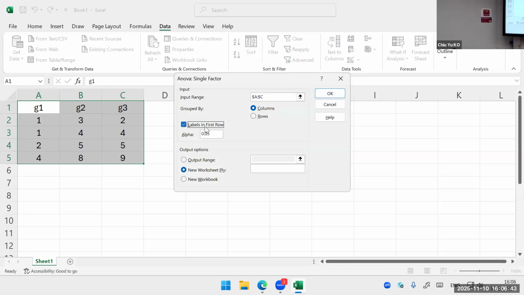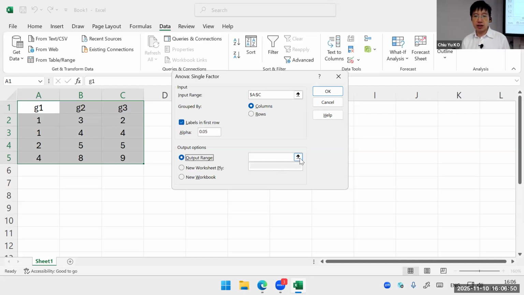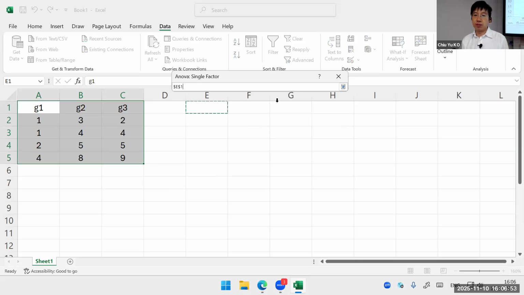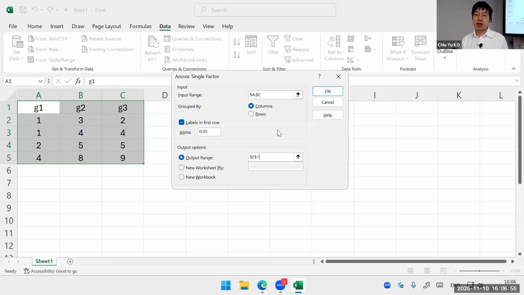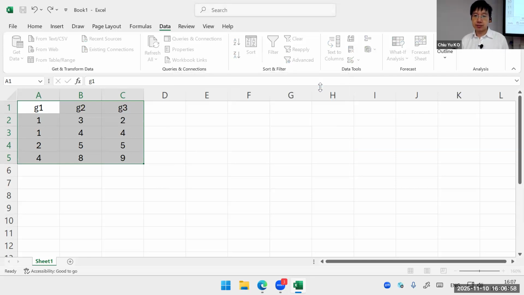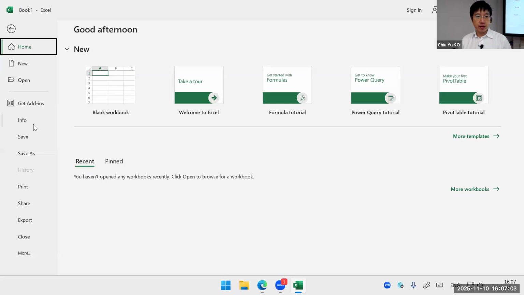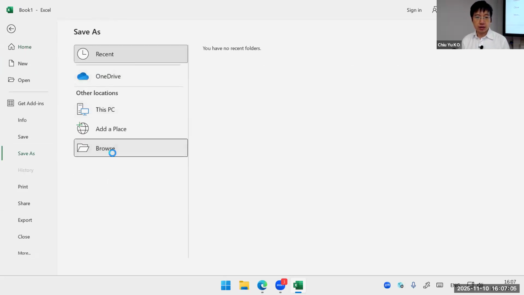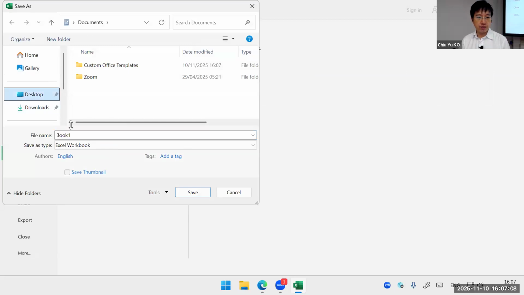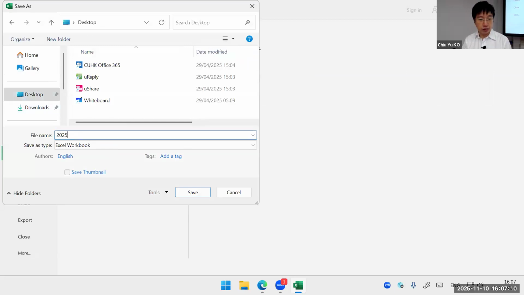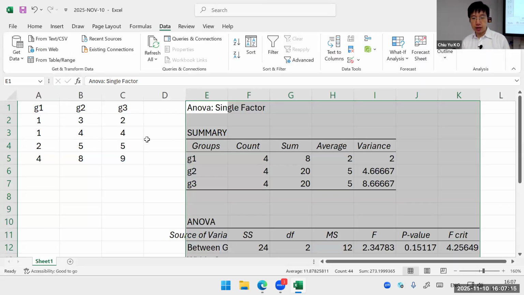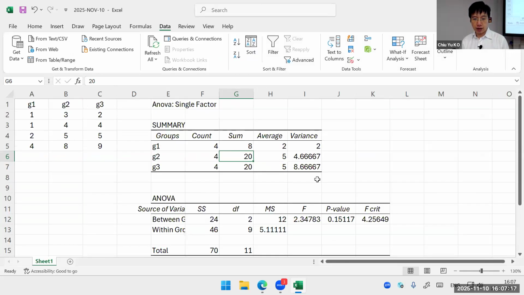So it's very simple. Tell it the columns, the data is there, 5%, and then tell it where you want to output the data. Usually I just output next to it, but you can do whatever you like. Once you're done, okay, then we're done. But let me save this file first to the desktop, in case you want to get it back and see what's going on.